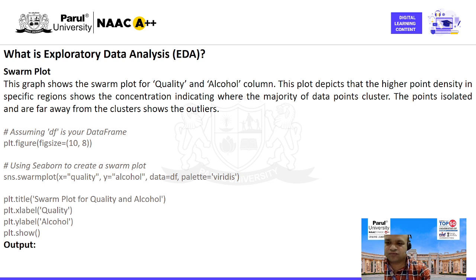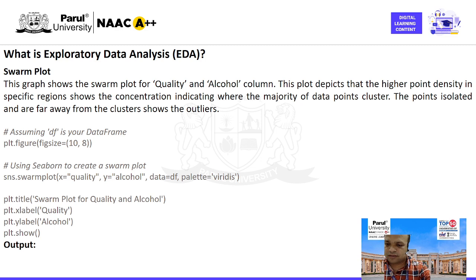Assuming df is your data frame, plt.figure, figsize equals 10 comma 8. This is the figure size. Using Seaborn to create a swarm plot, with the sns library you can use sns.swarmplot, x equals quality, y equals alcohol, because we want to deal with the two features here, data equals df, linewidth equals 1.